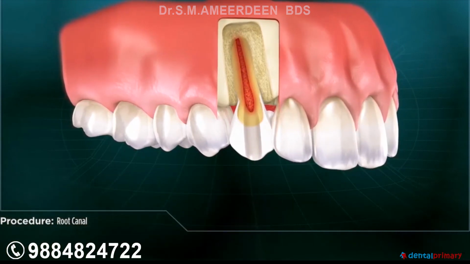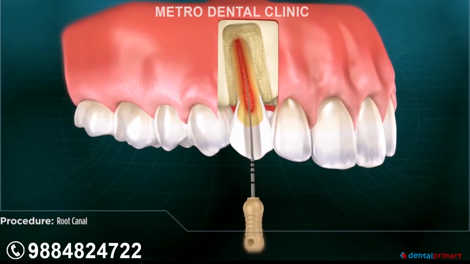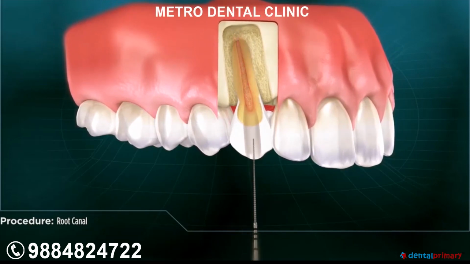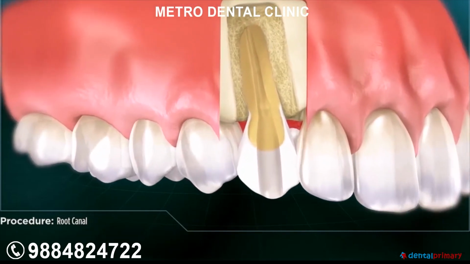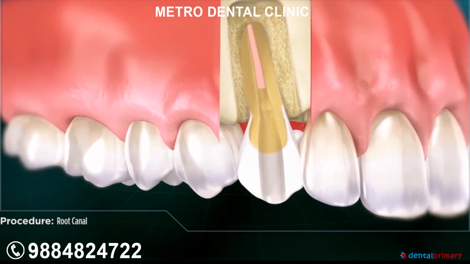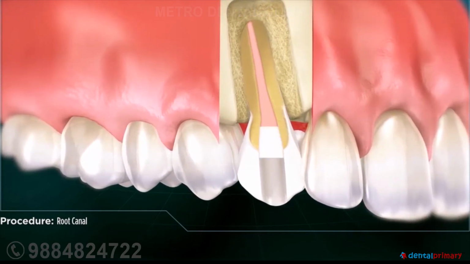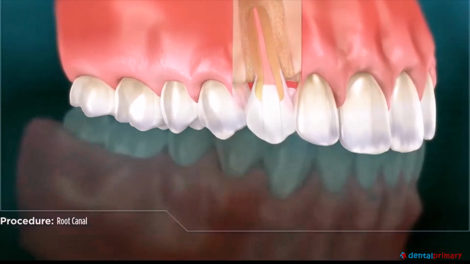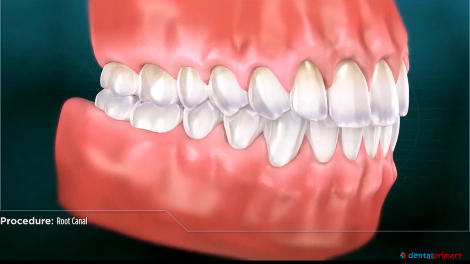Your doctor will then remove the infected tissue and flush and clean the area. Next, the root is filled with a special sealing material, and the opening is filled and sealed. The tooth has been saved and restored to its natural function.